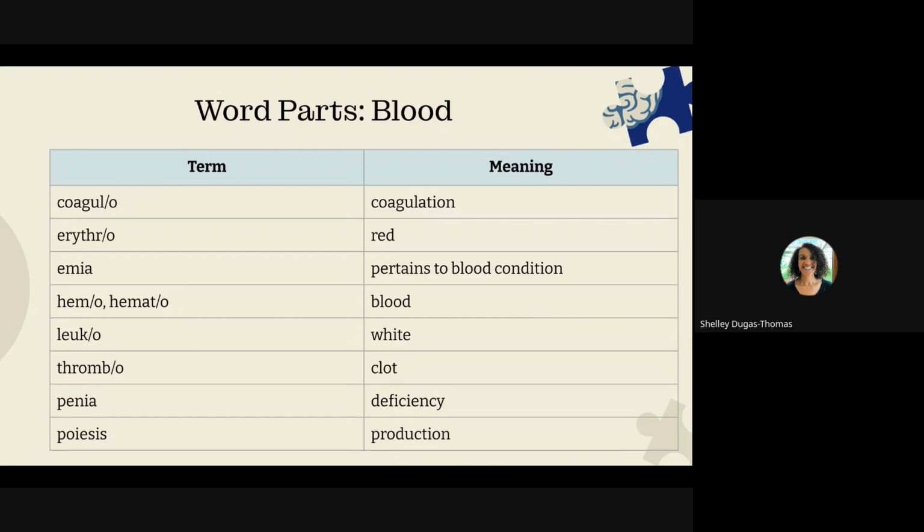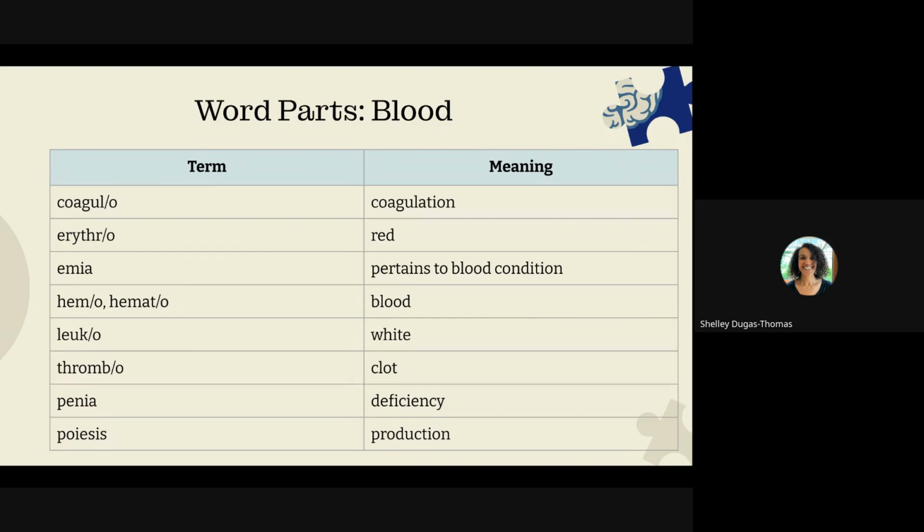Erythropenia is too few red blood cells. And leukocytosis is leuko, which is white, plus cytosis, which means abnormal increase. That's a high white blood cell count, usually indicating the body is fighting off an infection.